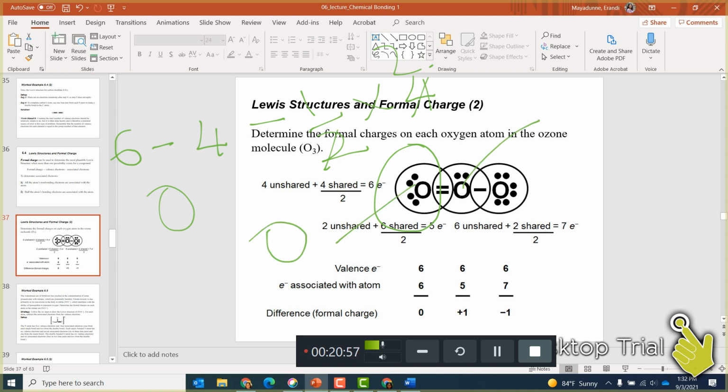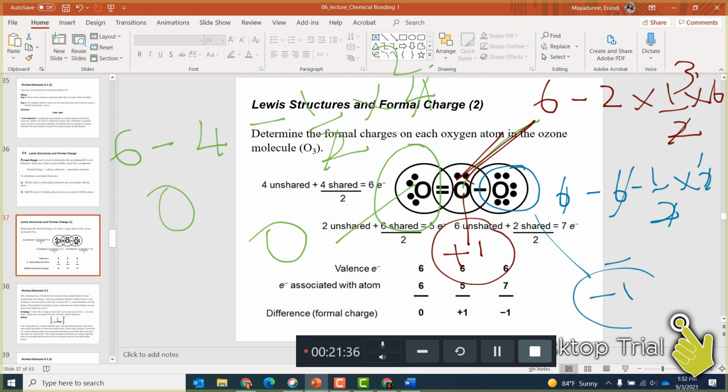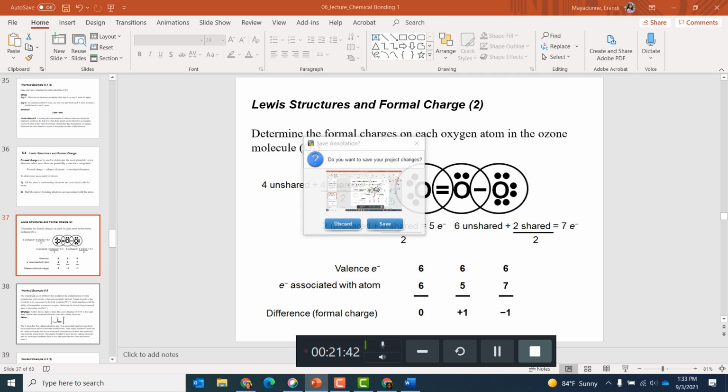I'm looking at this middle one now. I'm going to use another color for the middle one. Valence electrons 6, non-bonding 2, plus half the bonding. So bonding, you have 1, 2, 3, 4, 5, 6, half of 6 is 3. So it's 6 minus 5, 1. This one is positive 1. And then the last one: 6 minus non-bonding 6, minus half of 2, which is 1, so it's negative 1. So this is how you calculate the formal charge of each and every atom in a compound.